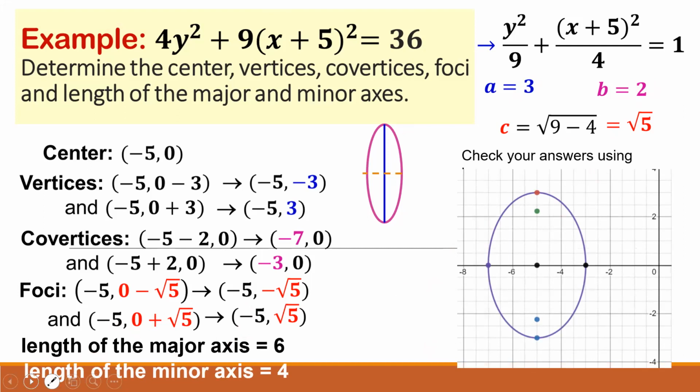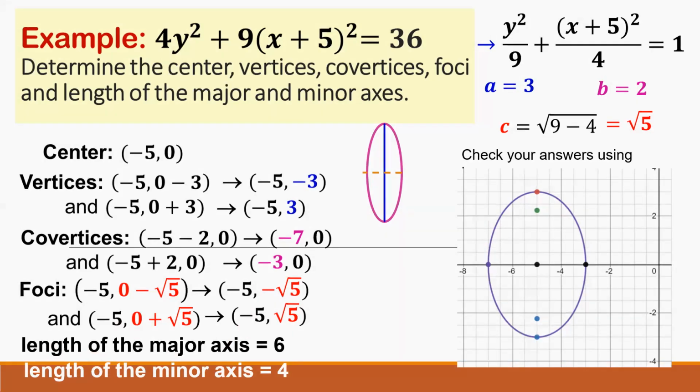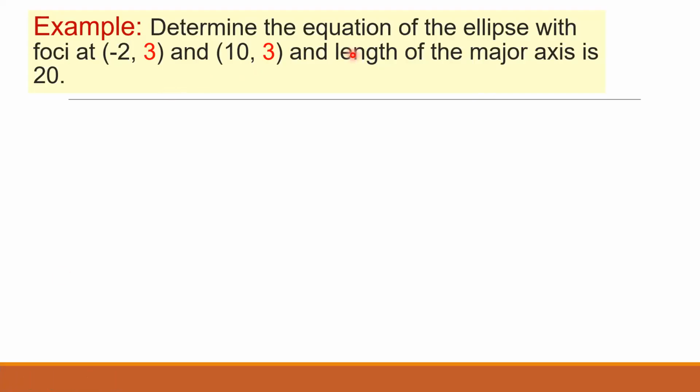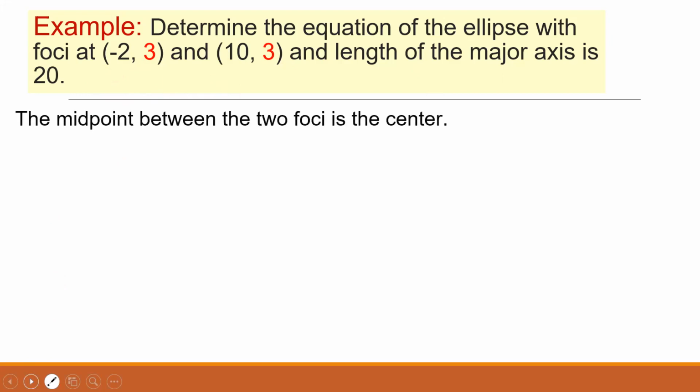Okay. Now let's proceed with this next example. Let's determine the equation of the ellipse with foci. This time we're given with the foci negative 2, 3 and 10, 3. And length of the major axis is 20. Okay. So, ibig sabihin po nito, yung negative 2, 3, tsaka 10, 3 yung given. How do we find the center? Ano yung kinalaman ng center dun sa dalawang foci na to? It's actually the midpoint of this.